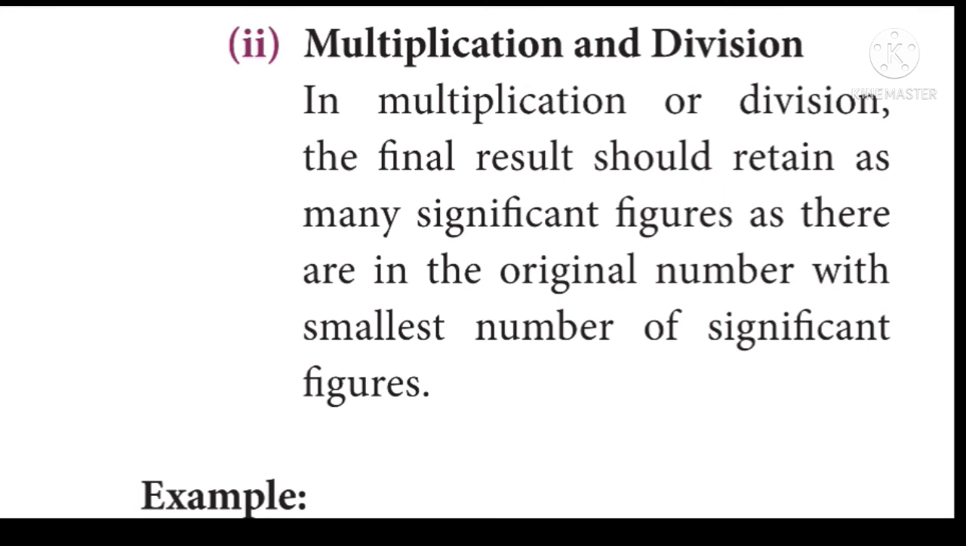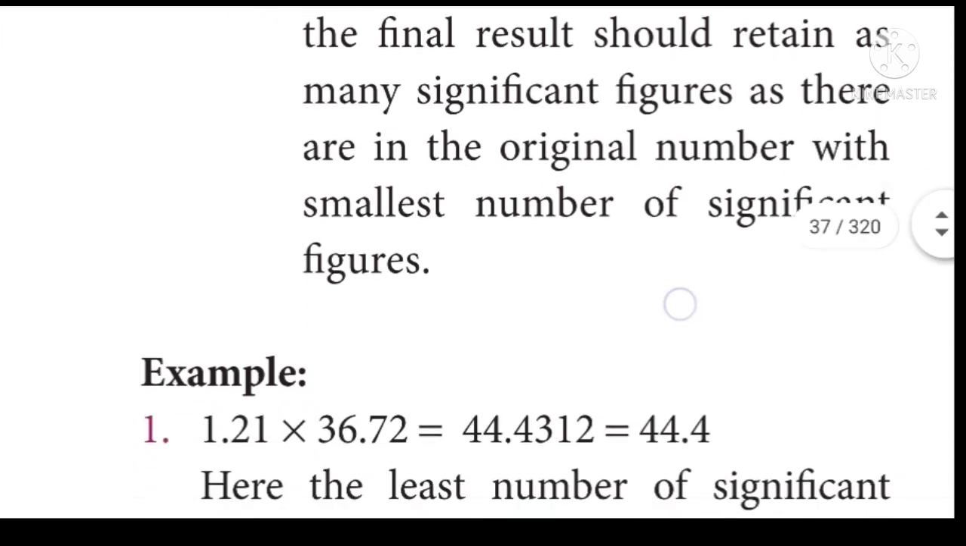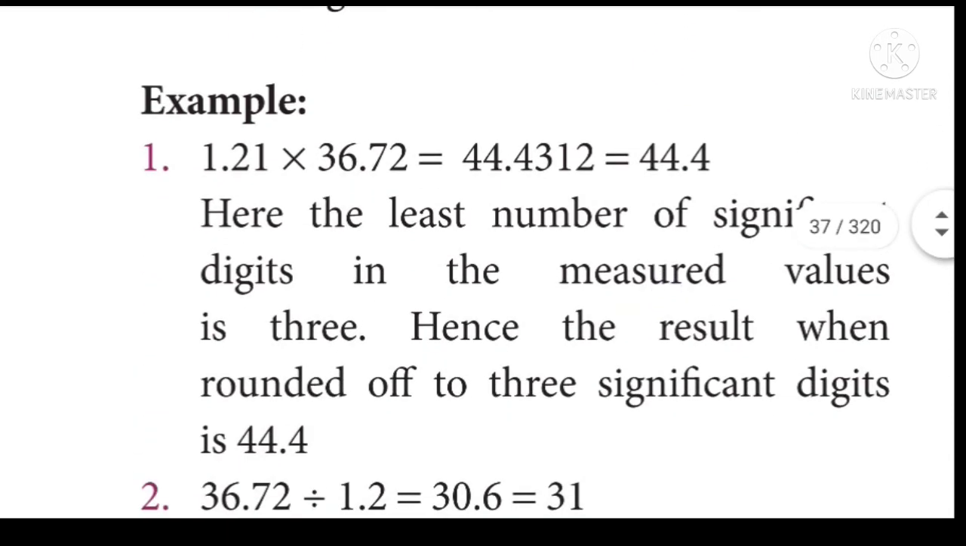Next one, multiplication and division. In multiplication or division, the final result should retain as many significant figures as there are in the original number with the smallest number of significant figures. For example, 1.21 into 36.72 is equal to 44.4312. How can we round this result?